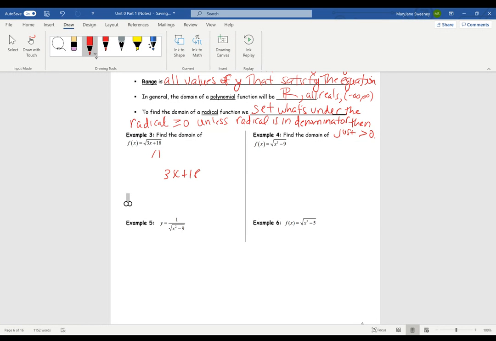3x plus 18 greater than or equal to 0. 3x is greater than or equal to -18. X is then greater than or equal to -6. So that would be the domain. X has to be greater than or equal to -6.